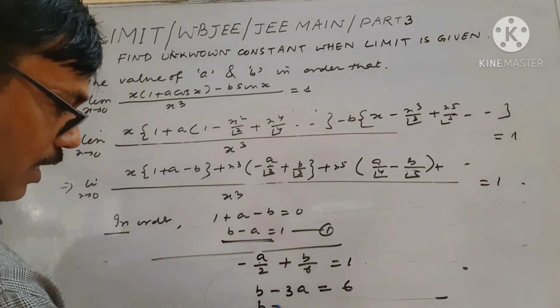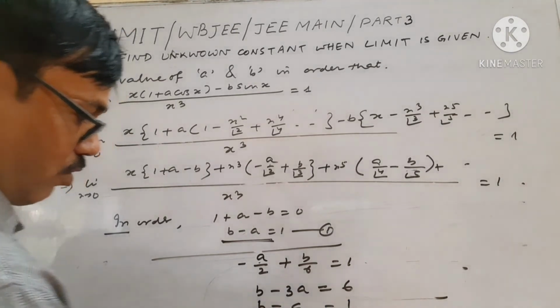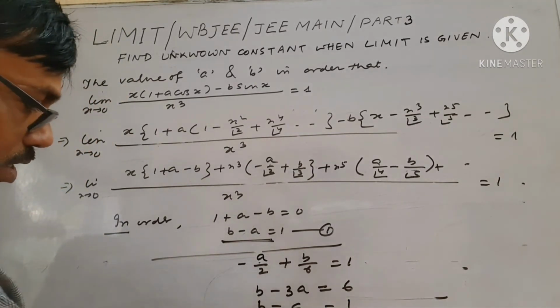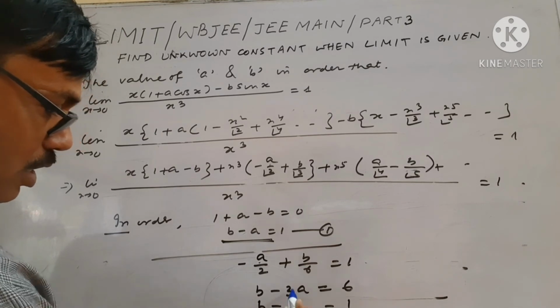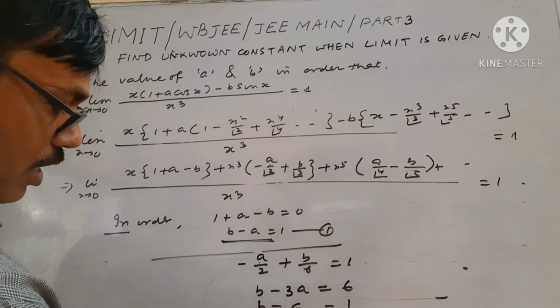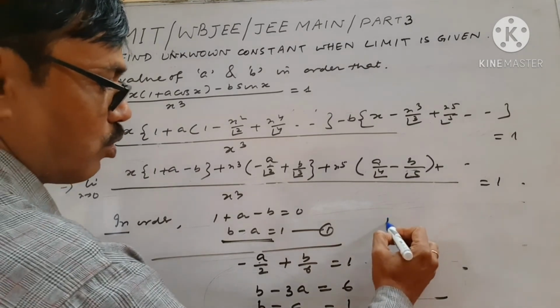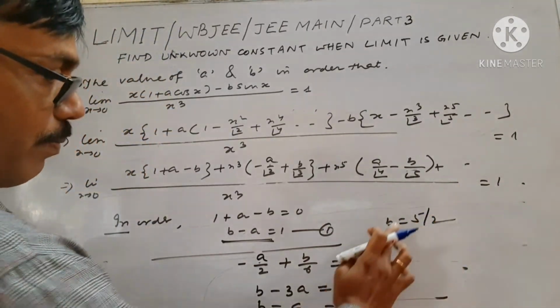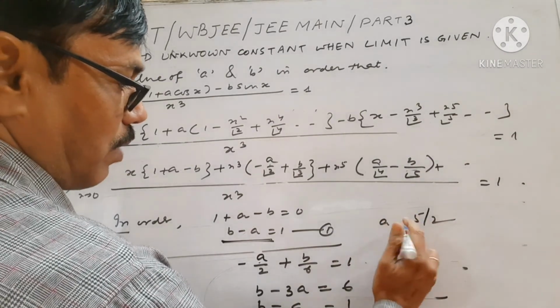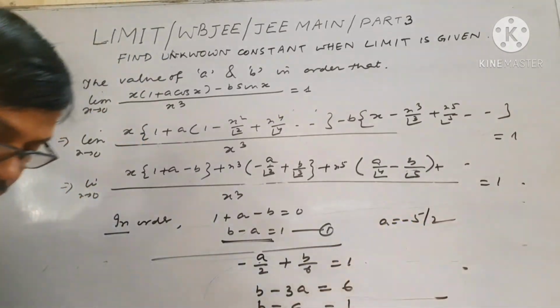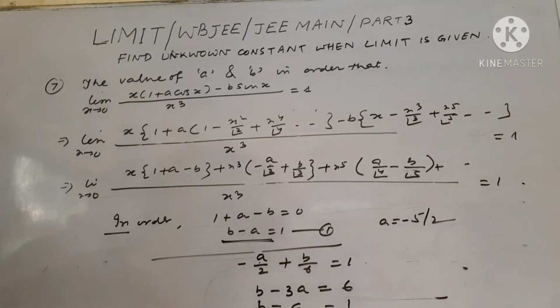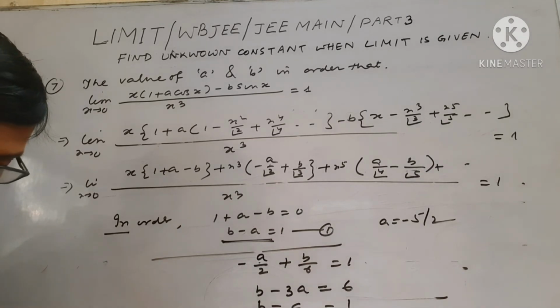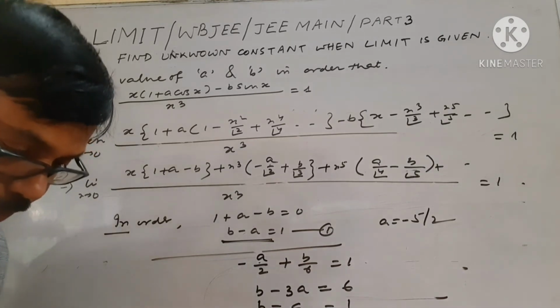And what is b minus a? b minus a equals 1. So if we subtract, minus 2a equals 5. So a equals minus 5 by 2. So what is a? a equals minus 5 by 2.